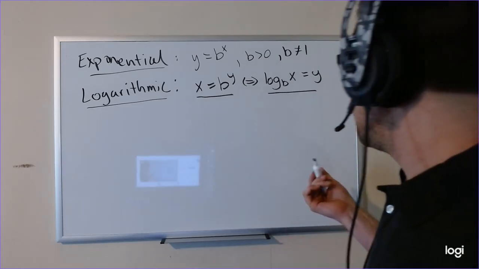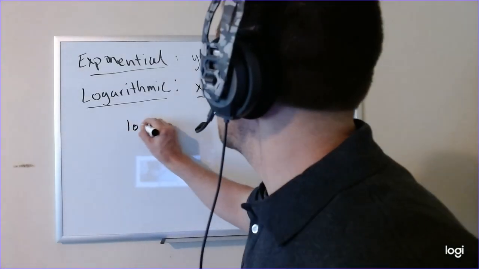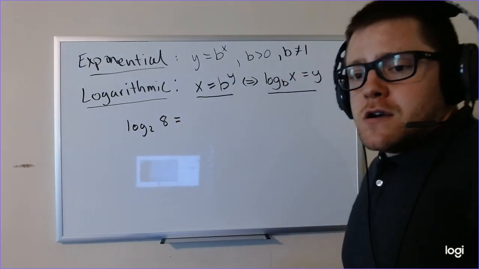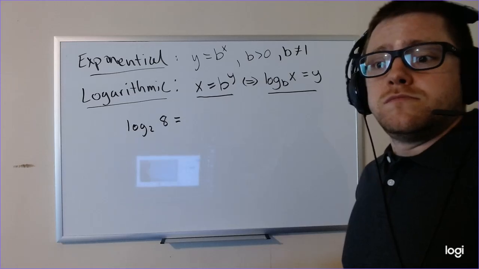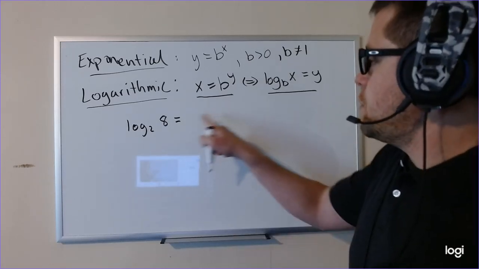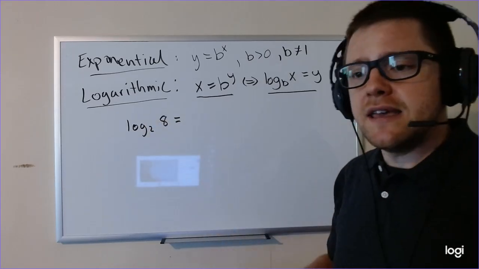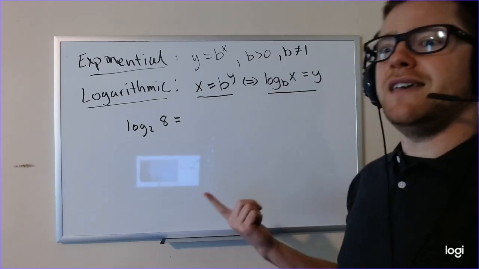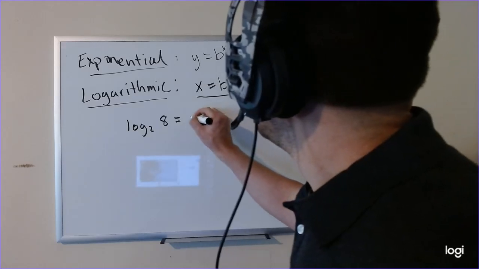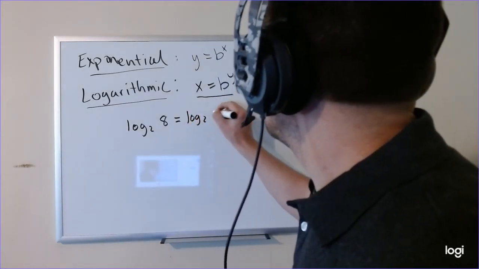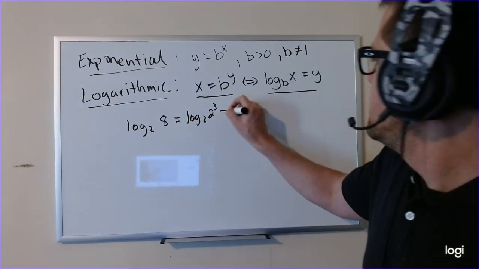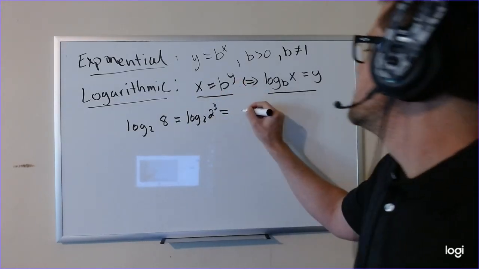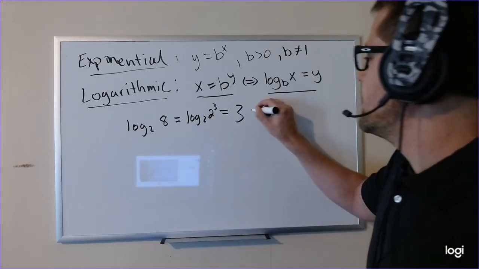So let's look at an example. What do I mean by this? What is log base 2 of 8? Well, it's the exponent that I need to take 2 to, to get 8. So 2 to the 1 is 2, 2 squared is 4, 2 cubed is 8, right? Okay, so that's log base 2 of 2 cubed. And looking up here, we see, oh, it's the exponent of my 2. So it's 3.